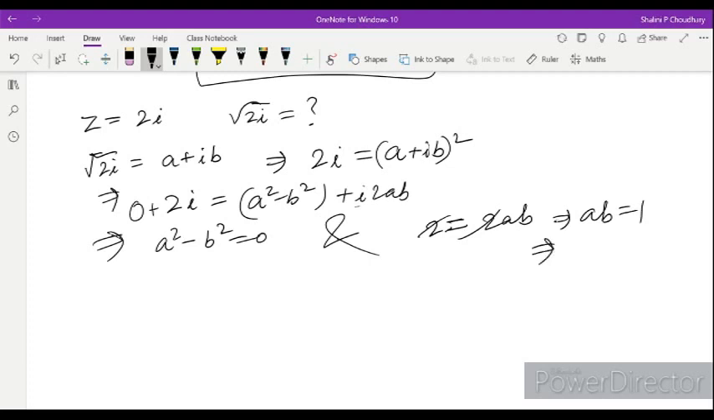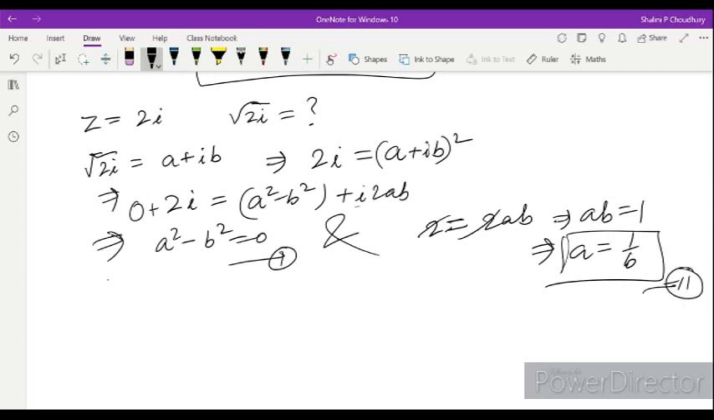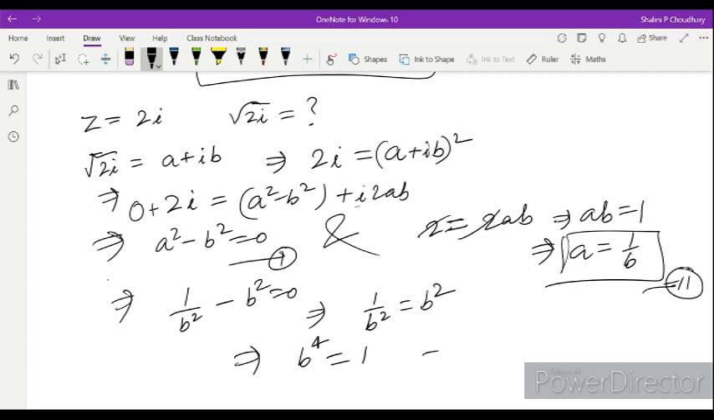It means a will be equal to 1 upon b. This value we are getting. So this is equation 1, and this is equation 2. Now putting the value of equation 2 in equation 1, what will we get? a square means 1 upon b square, minus b square is equal to 0. 1 upon b square will be equal to b square. Now b to the power 4 is equal to 1. It means b square will be equal to plus minus 1.